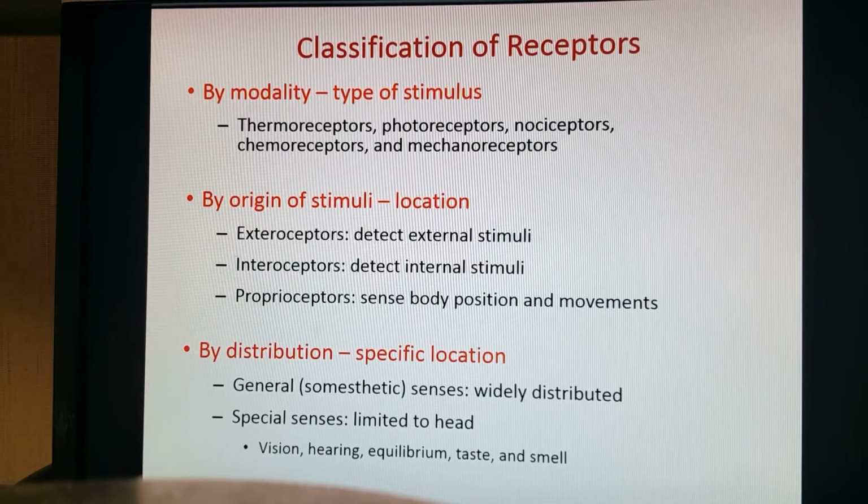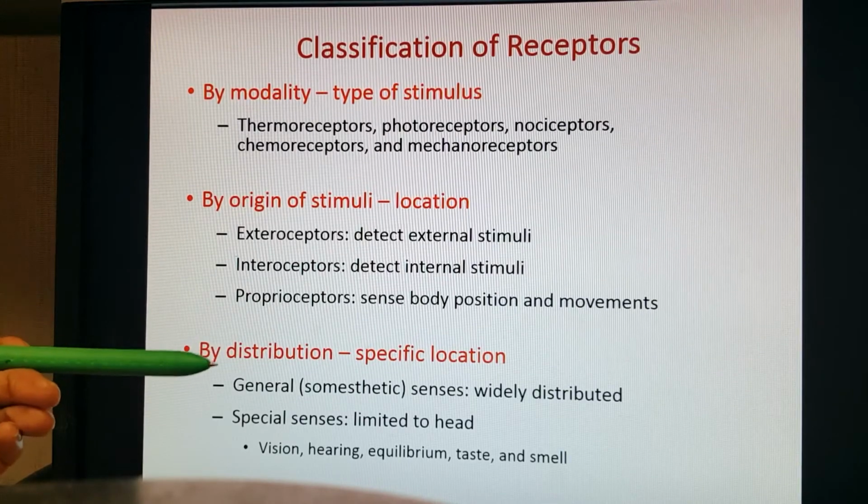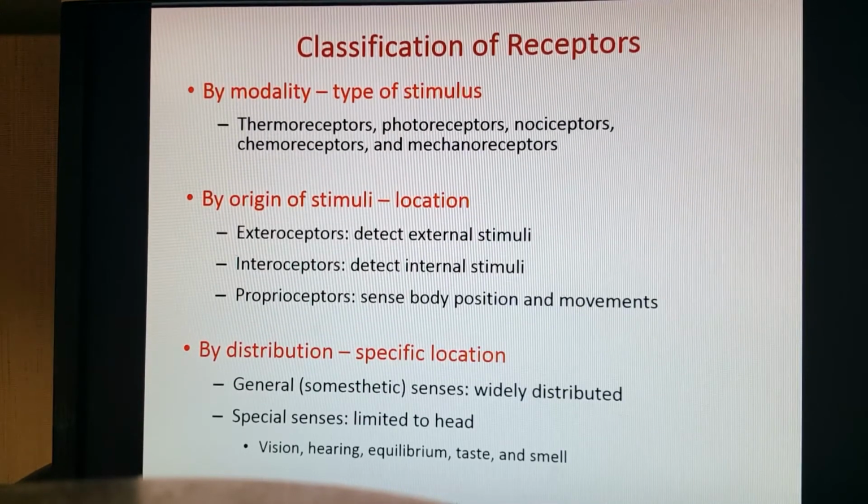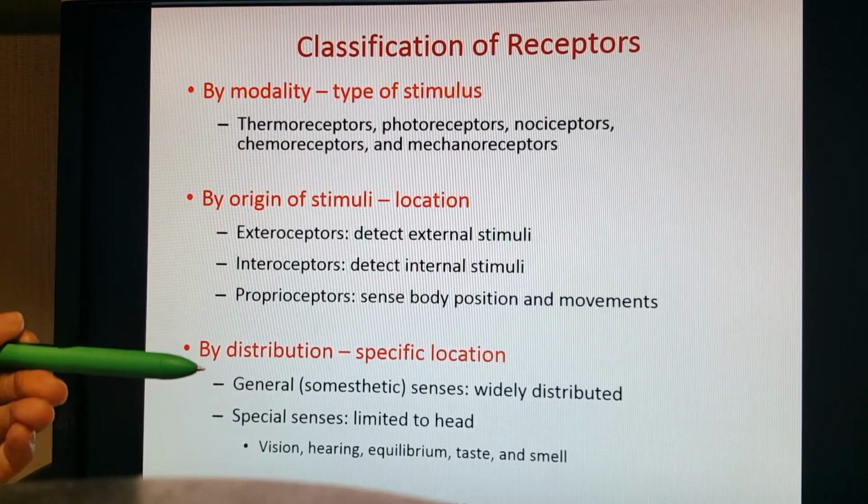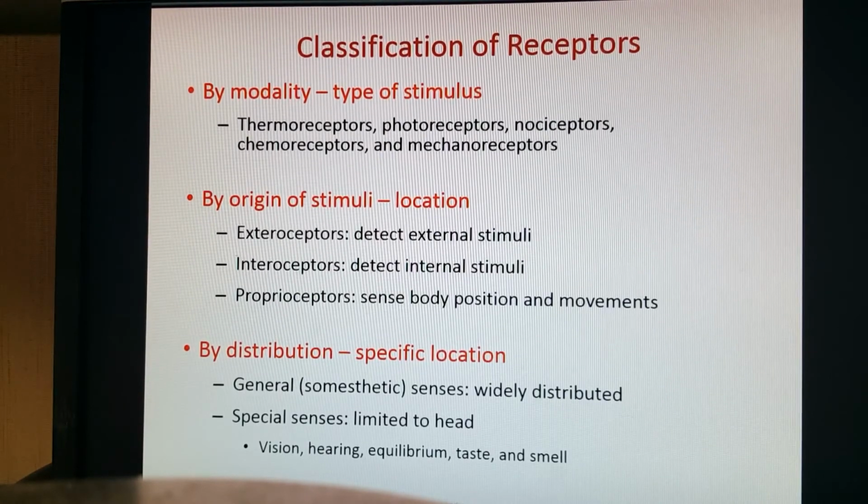And lastly, by distribution. Our general senses are widely distributed through the body, while our special senses are limited to the head. What we normally think of as our five senses, like vision, hearing, and taste, are limited to the head. The general senses, touch and pain, are spread out around the rest of your body.